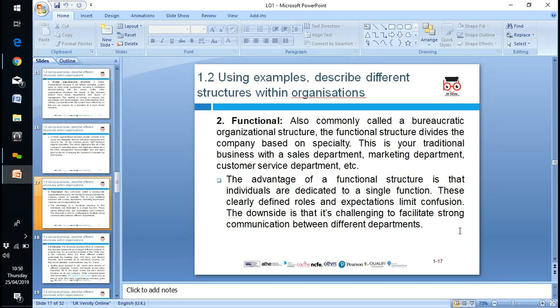The downside is that it's challenging to facilitate strong communication. You have to have very strict communication lines between those departments to make sure that they're not either treading on each other's toes or missing things that are falling between the gaps, if you like.